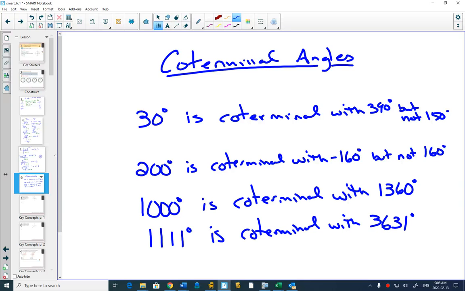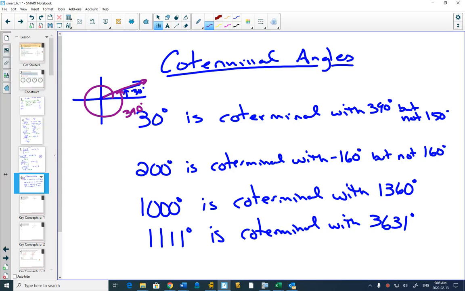Okay, the reference angle is the same, that's true, and it's in the same quadrant, which is important because 150 has that same reference angle, but it's somewhere else. In other words, if I drew 30 degrees, there's 30 degrees, and then I drew 390 degrees, that's what it would look like. So they have the same reference angle, and they end in the same quadrant.